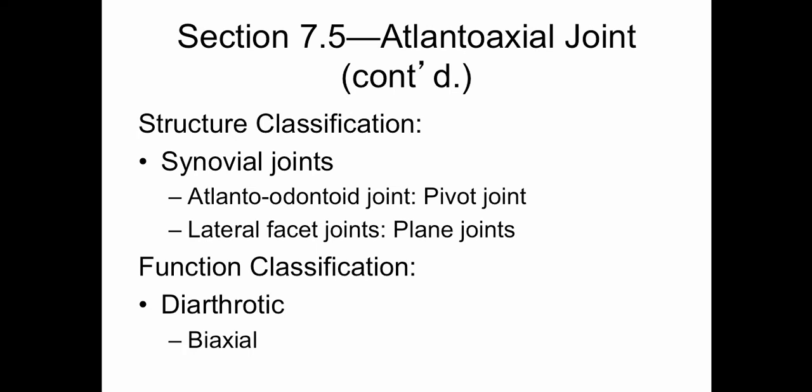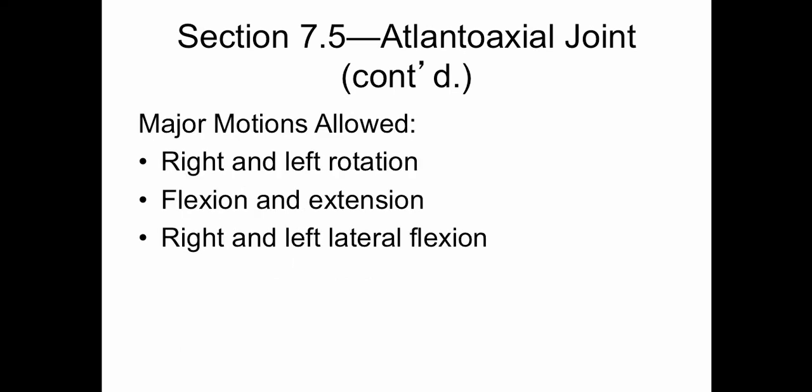Although the atlanto-axial joint is often described as being a uniaxial pivot joint, the atlanto-axial joint allows motion in two planes around two axes. Therefore, all three atlanto-axial joints, the median and the two lateral joints, are technically biaxial joints. Approximately 50% of cervical rotation occurs at the atlanto-axial joint. Here are the major motions allowed at the atlanto-axial joint: right and left rotation, flexion and extension, and right and left lateral flexion.